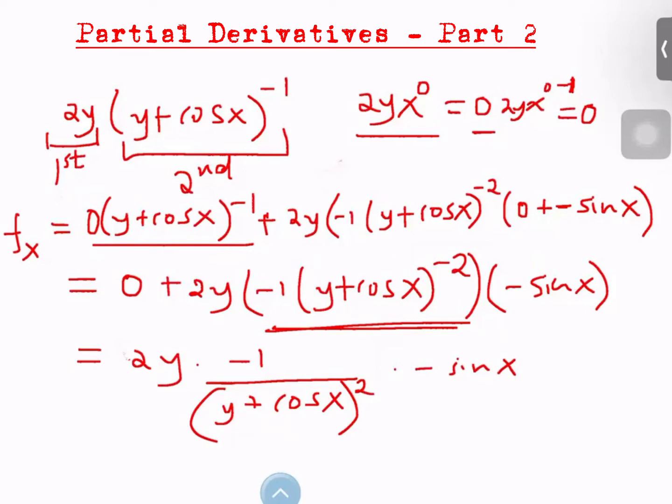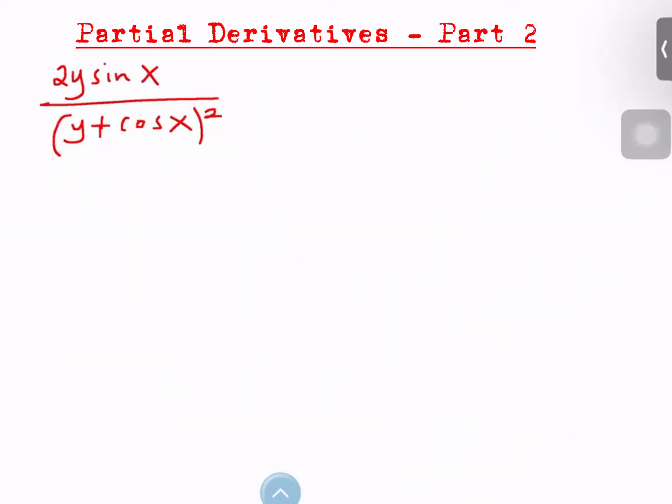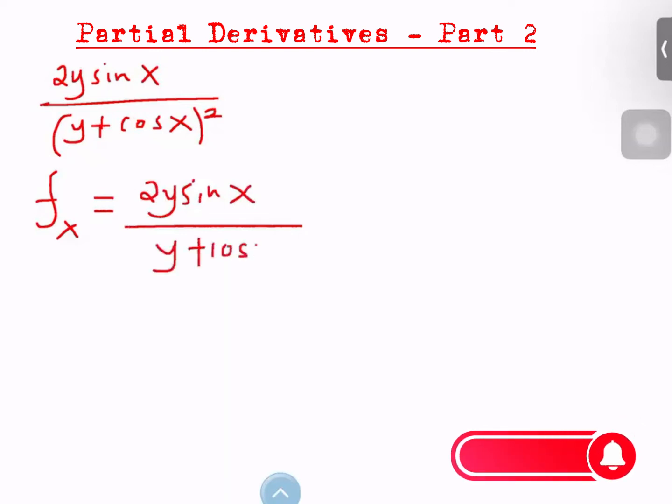This is equal to 2y multiplied by -1 multiplied by minus sine x. We get 2y sine x divided by (y plus cos x) to the power 2. Okay, this is our f of x. So basically our f of x is equal to 2y sine of x divided by (y plus cos x) squared. Now we have to find f of y, and then we can add the two.